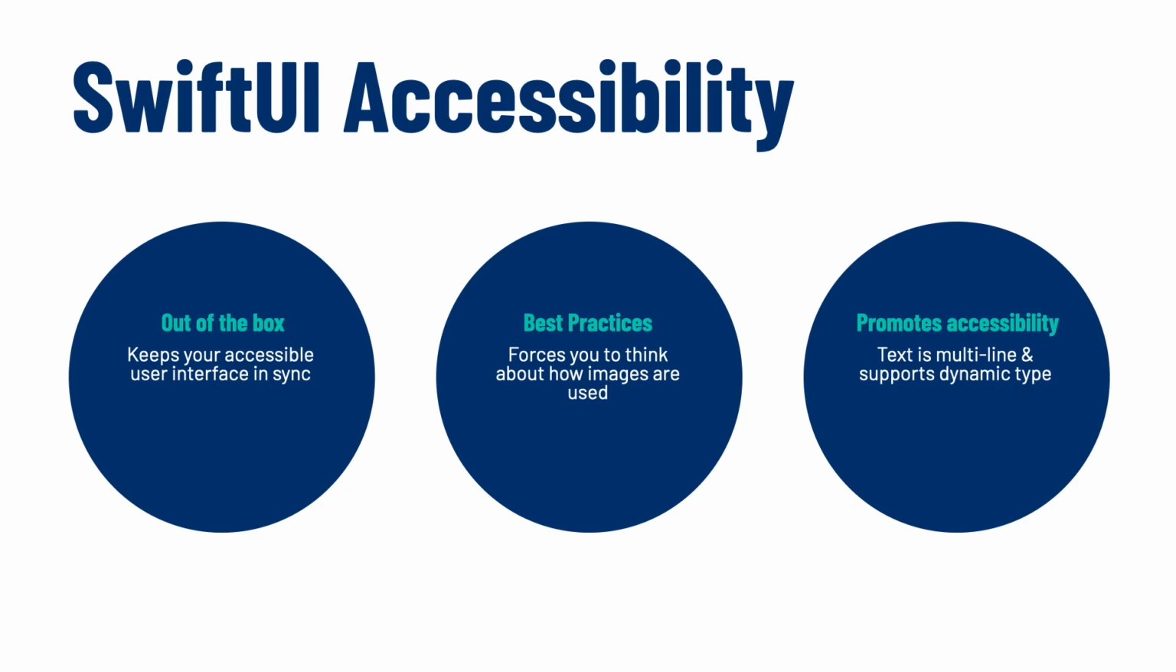SwiftUI works with accessibility out of the box. It keeps your accessible user interface in sync with your visual user interface, and we'll cover this more in just a second. It encourages best practices by forcing you to consider how you use images in your interface. And it promotes good accessibility. Text is all multi-line and all supports dynamic text sizes by default. You actually have to write more code to make your app less accessible.